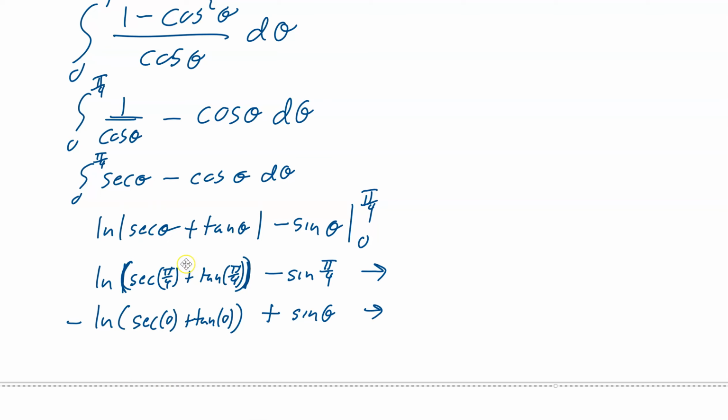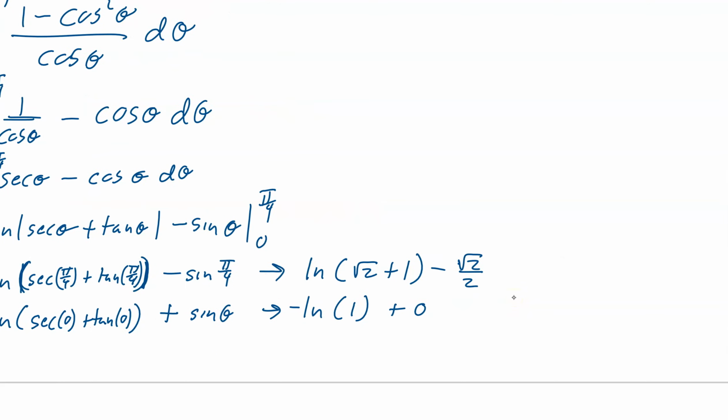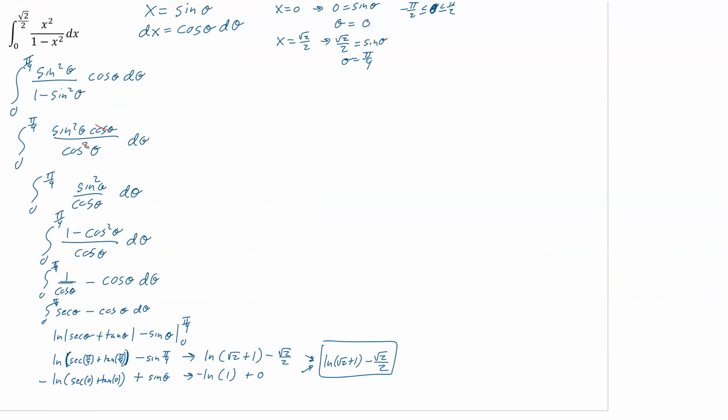All right, so secant of pi over 4 is rad 2. Tangent pi over 4 is 1. So we end up with ln of rad 2 plus 1, and then minus rad 2 over 2. Down here we end up with secant 0, which is 1, and then tangent 0, which is 0, so the entire bottom part just becomes 0. So putting these together, we end up with ln of rad 2 plus 1, minus rad 2 over 2. You can check that in your calculator to verify that it is correct.